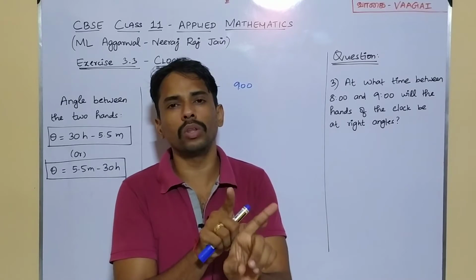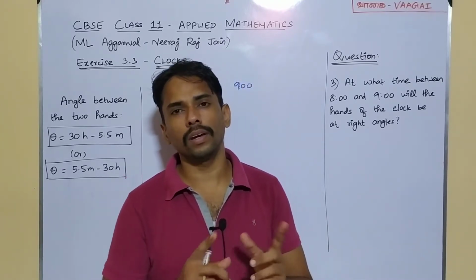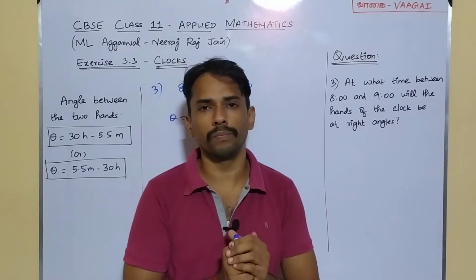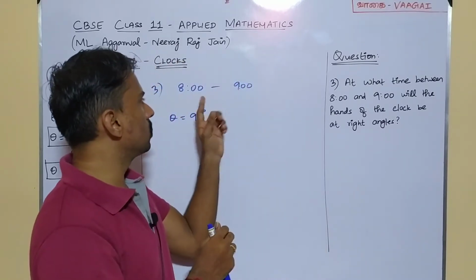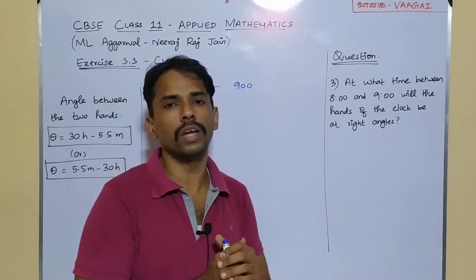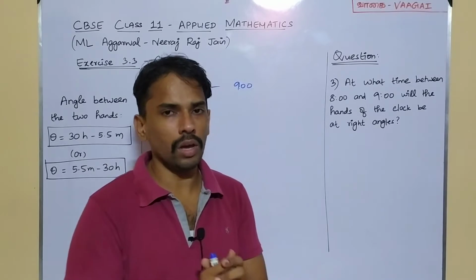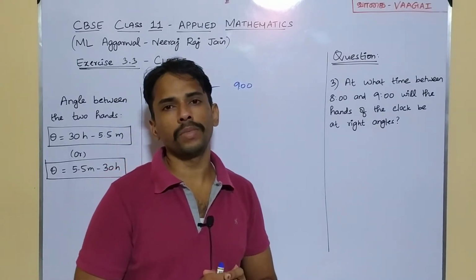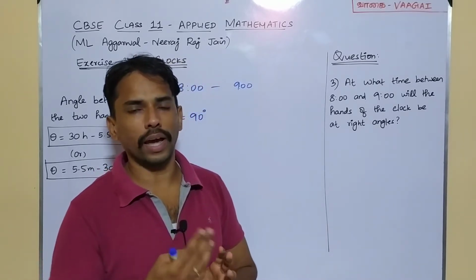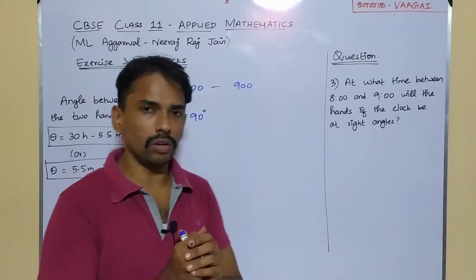So the hands, they both will be at right angles. But sometimes the hands may be at right angles only once also. For an example, if you consider 8 o'clock to 9 o'clock, in this 1 hour duration, the right angle will happen only once, right? Because if you see, at 9 o'clock itself, this event will happen, is it or not?